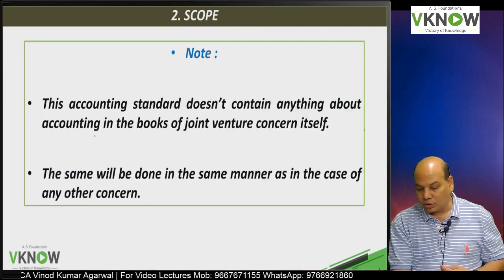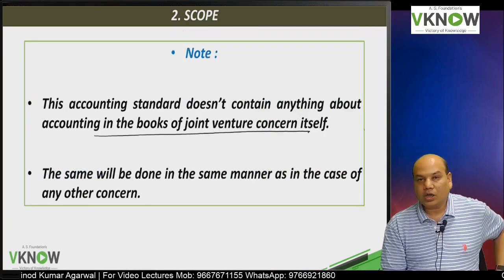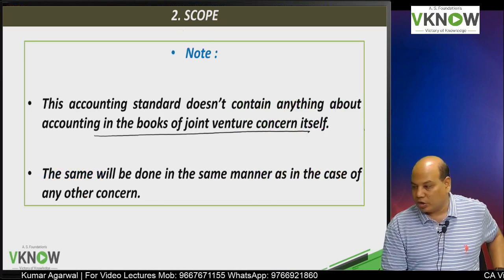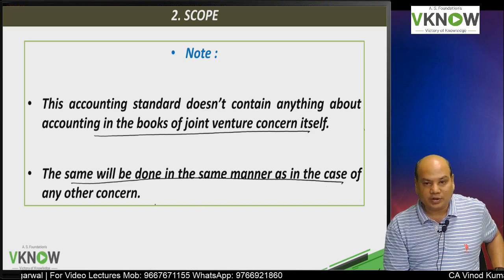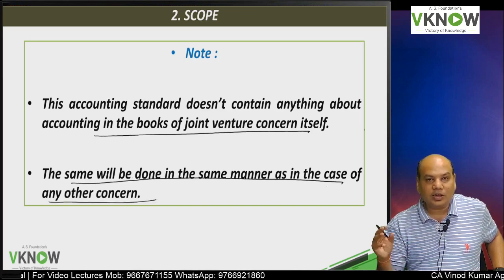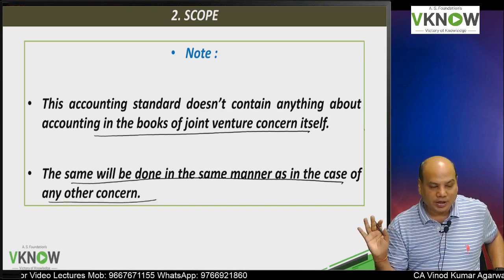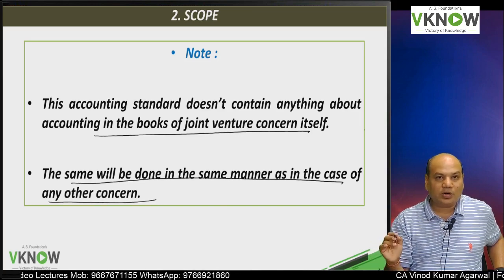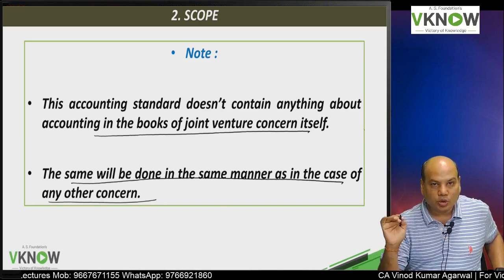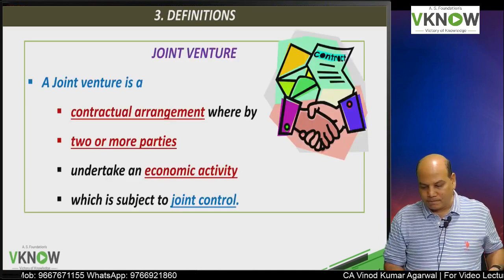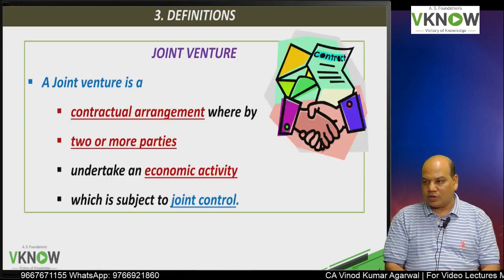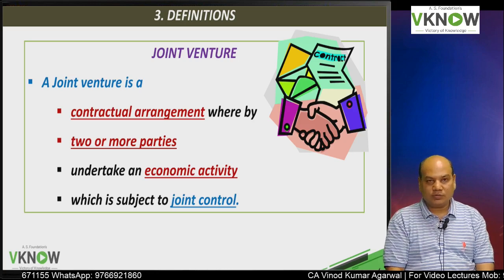This standard does not deal with accounting treatment in the books of the joint venture concern. Accounting of the joint venture entity will be done like any other concern, any other entity. So there is no specific standard in the books of the new company, the joint venture; they will follow all other standards. Now we'll see the meaning of this term joint venture. What is a joint venture?